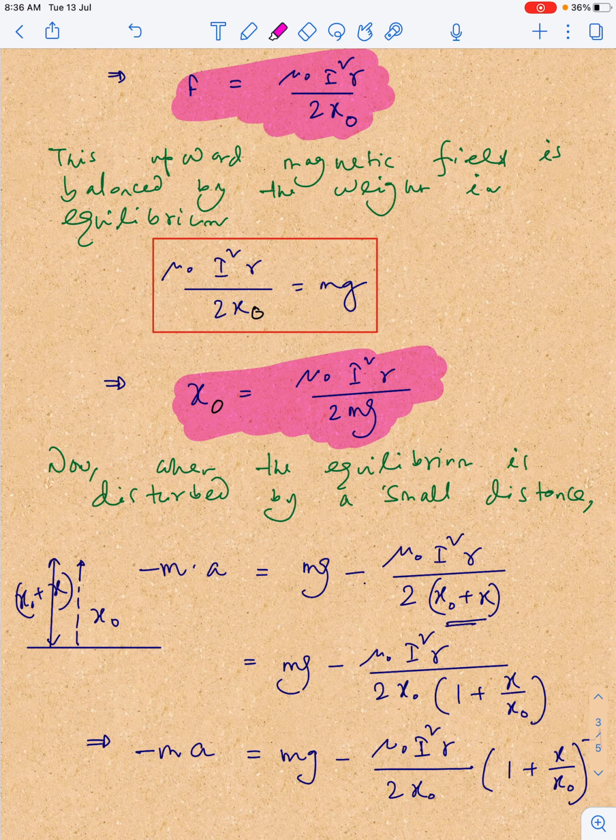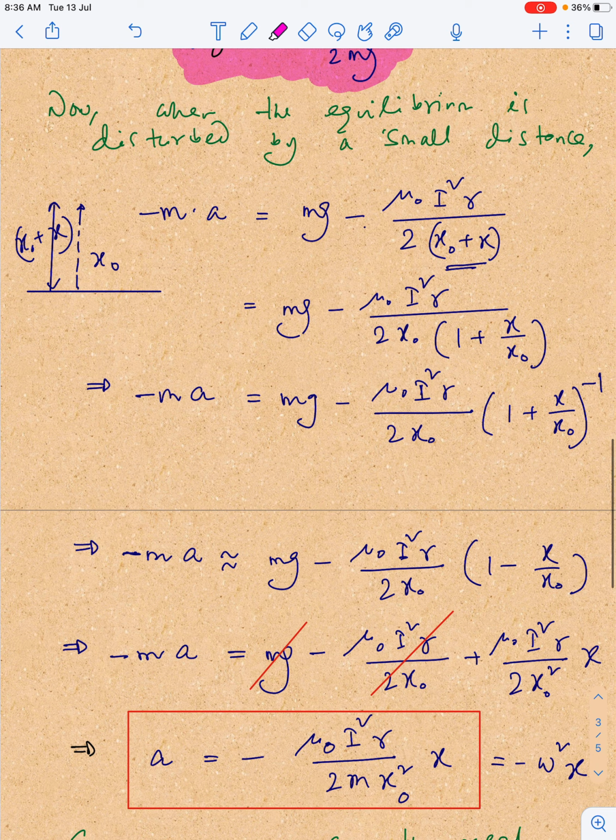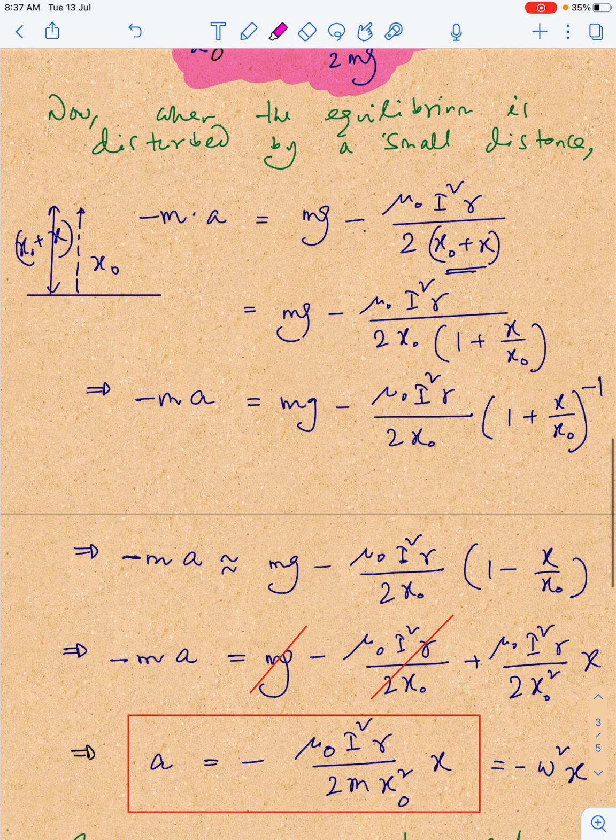Next, they're asking about the small oscillation. To check that, I have to perturb, I have to give a small disturbance to the loop from the equilibrium position. Initially it was at height x naught, and the extra displacement given is x. So the total distance from the conducting plane is now x naught plus x. So the force equation becomes minus ma is equal to mg minus mu naught I square into r divided by 2 into x naught plus x.